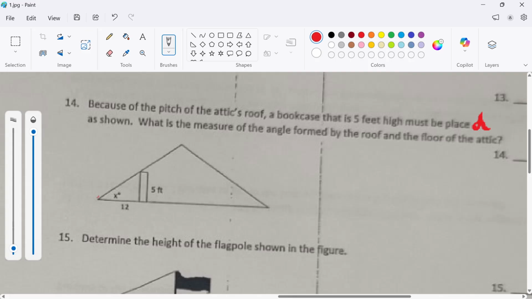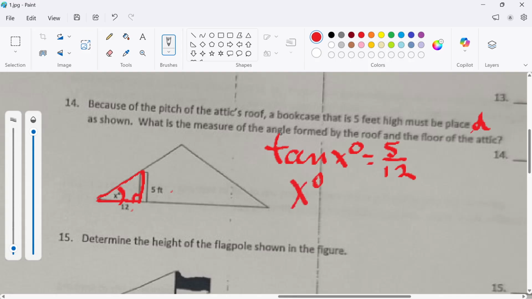So notice this is a triangle, and it's a right triangle, and I'm looking for this angle x, and I have the opposite, 5 feet, and the adjacent. So tangent x degrees equals opposite over adjacent. Well, if I'm looking for the angle, I have to use the arctangent. On your TI-84, it's going to be the blue button, second, and then press tangent, and then put in the 5 over 12.